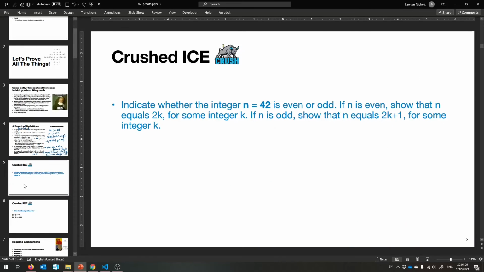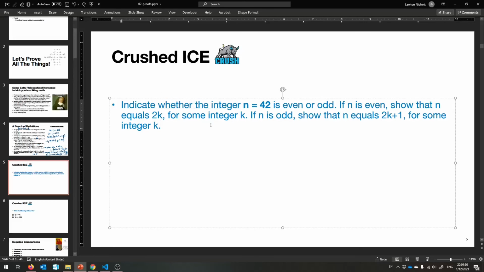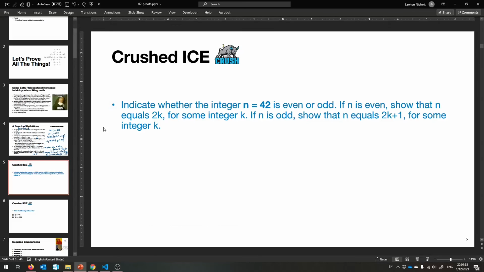Okay, so our first example for this set of slides, our first problem, is: tell me whether n equals 42 is even or odd. You're probably laughing at this question, but I want you to formally show this. Prove to me, beyond a shadow of a doubt, that n equals 42 is even or odd. You pick one. If it's even, show that it equals 2k. That's how you prove that. If n is odd, show that it equals 2k plus 1 for some integer k. Okay, so assuming you did that, come back here.